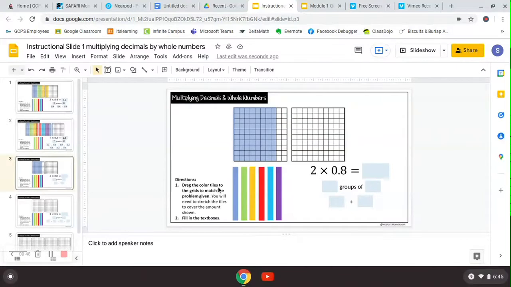Now I need 2 of these, so I'm going to grab another color. And I want to cover another 8/10. 1, 2, ran out of space, so I need to come over here to the next one. 3, 4, 5, 6, 7, 8.